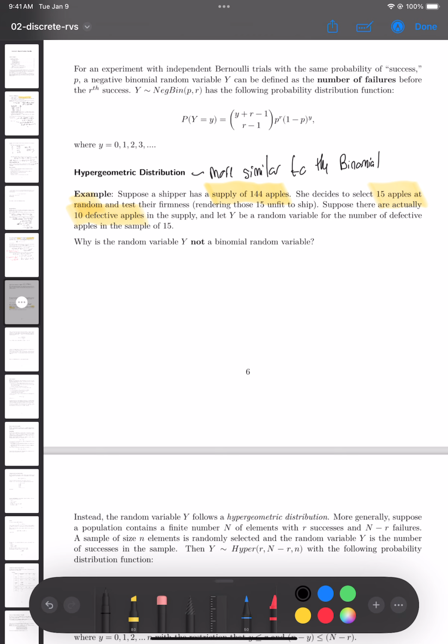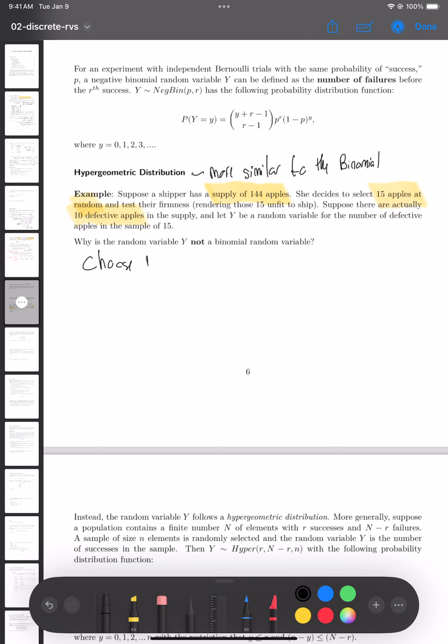So before we look at the actual distribution function, we'll think about this first question. Why is the random variable y not a binomial random variable? It sounds pretty similar. It's the number of defective apples in a sample. Why is this not binomial?